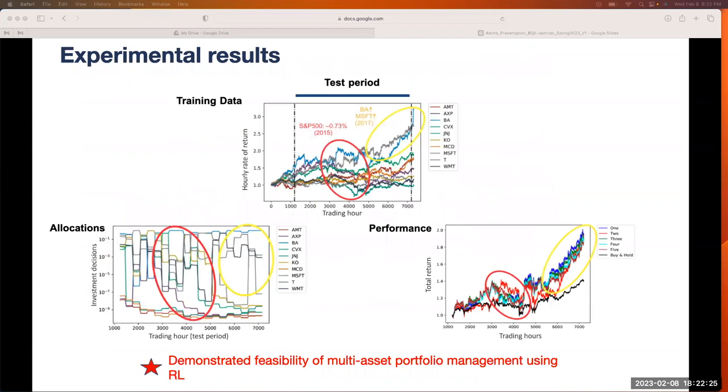So here, at the top, we can see the training data for 10 assets over 4 years with 15-minute increments. In the lower left, we can see an example of portfolio allocations with hourly decisions for each asset. The red ovals show the performance when the market dropped in 2015 and the agent moved to the only few assets that were not dropping as fast. In the lower right, we see the performance of the top 5 configurations of hyperparameters compared to the market buy and hold benchmark, the black color. So our initial set of modifications to the RL algorithm demonstrated the feasibility of multi-asset portfolio management.